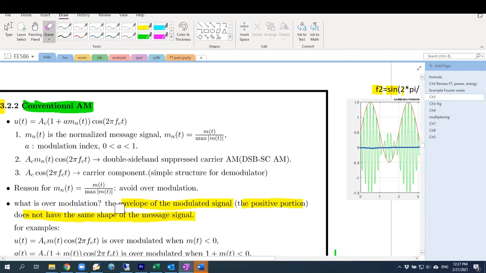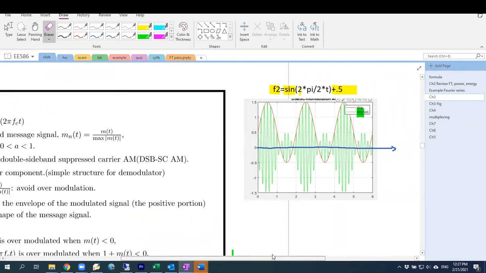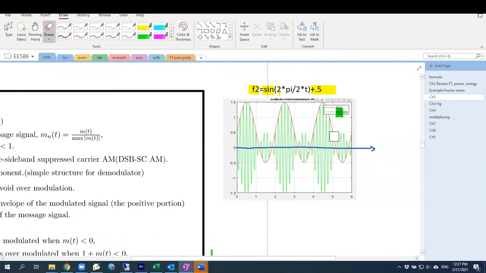Overmodulation is defined as the envelope of the modulated signal, the positive portion, not having the same shape as the message signal. Let's look at a couple of examples, which I plotted using MATLAB. I have a signal f2(t) equals sine(pi t) plus 0.5.